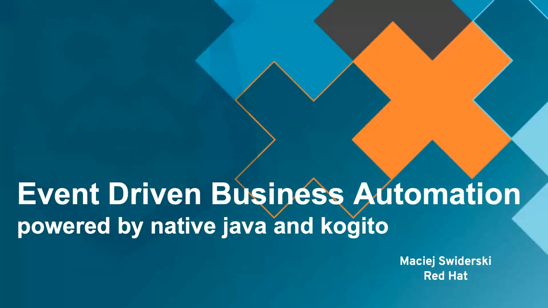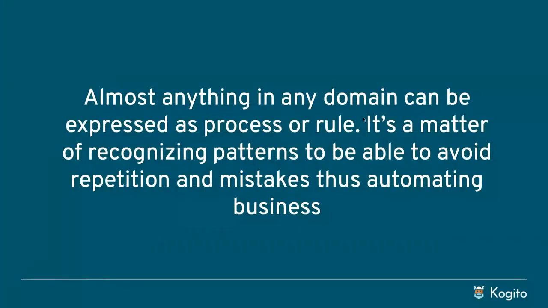And why we think it is important in today's business. So first of all, as Burr said, we come from the background of Drools and jBPM, and by that we are trying to utilize the business knowledge that you can gather throughout the different domains. I believe that in almost any domain, pretty much anything can be expressed as processes and rules. And usually business people are already doing that. That's why you can see a lot of flow charts, flow diagrams, different decision tables, decision trees, and so on and so forth across the organization. So it's just a matter of recognizing those patterns and being able to quickly avoid mistakes or minimize any repetition, and by that start automating your business.